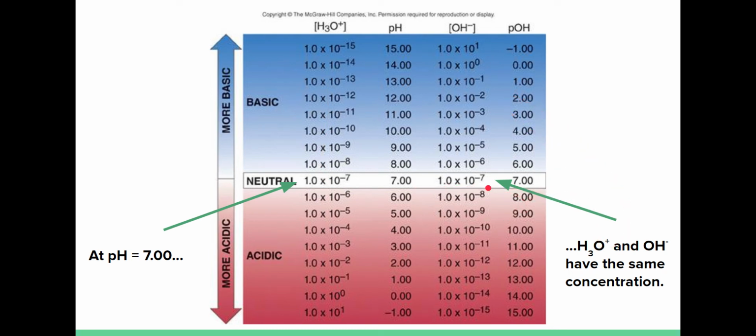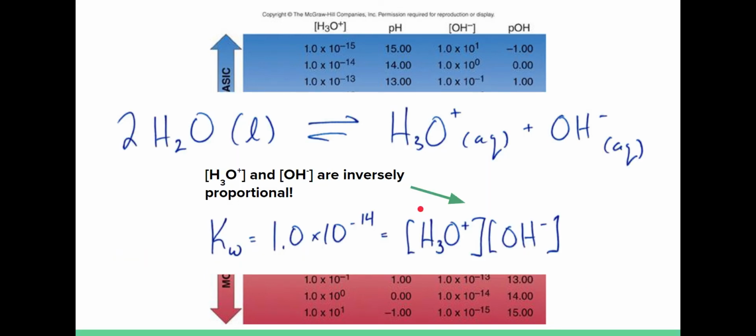So the two things that are in water, H3O+ and OH-, are inversely proportional to each other. As one goes up, the other one has to go down. So there's an inversely proportional relationship between the concentration of H3O+ and the concentration of OH- because the two numbers need to always multiply to give us this constant for Kw, 1 times 10 to the negative 14th.